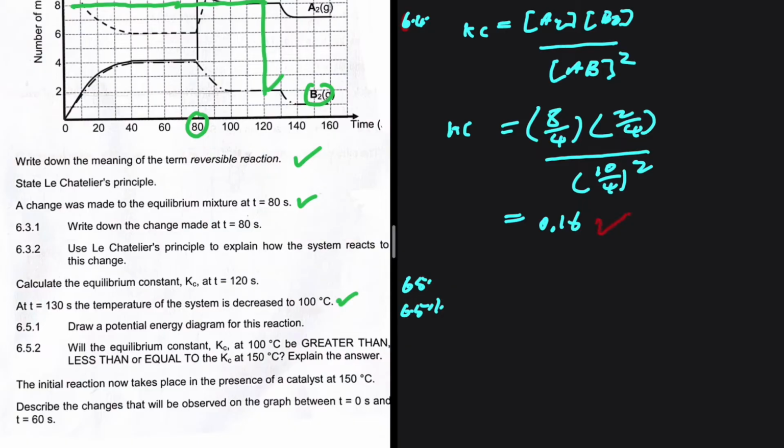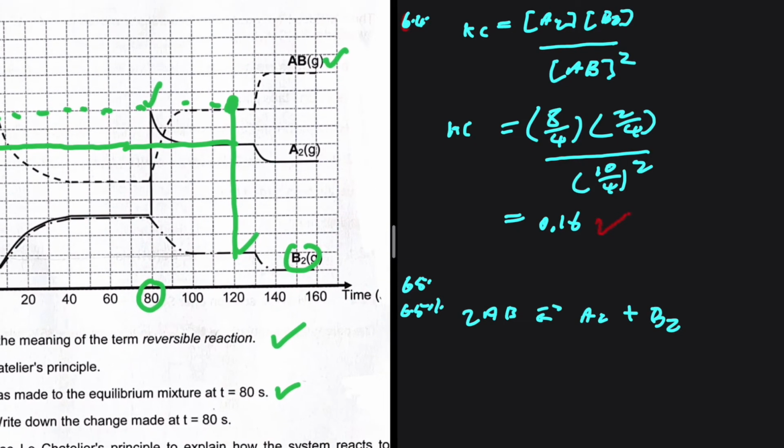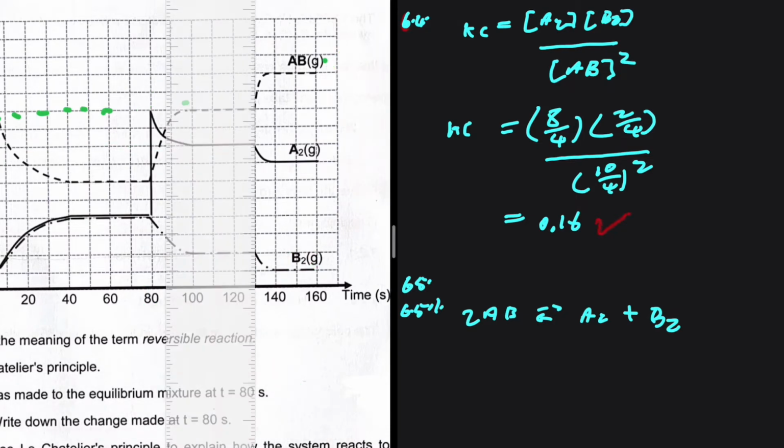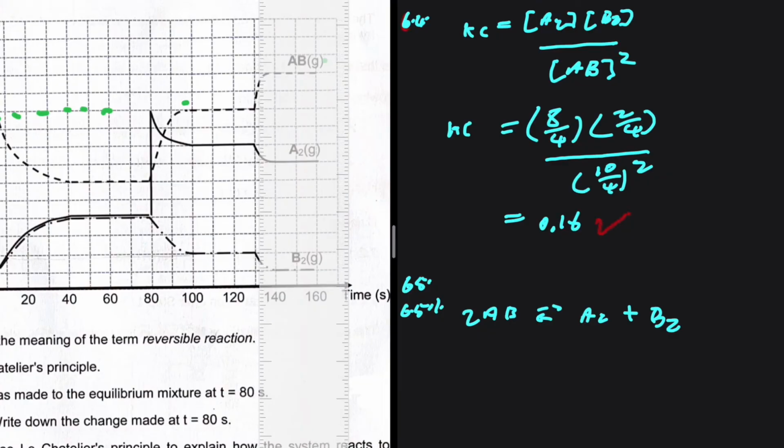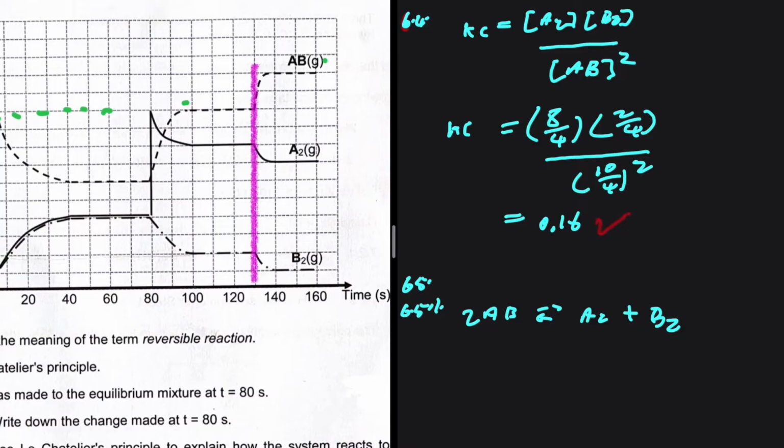Let's go to our graph and look at t equals 130 degrees, because that is where the temperature is decreased, and see how our reaction is reacting to that change. We have 2AB to get A2 plus B2. Let me just erase all this for the sake of clarity and draw a line at t equals 130 degrees.